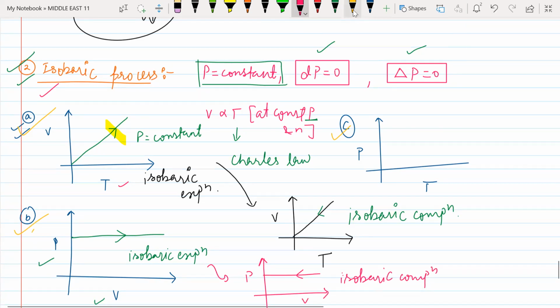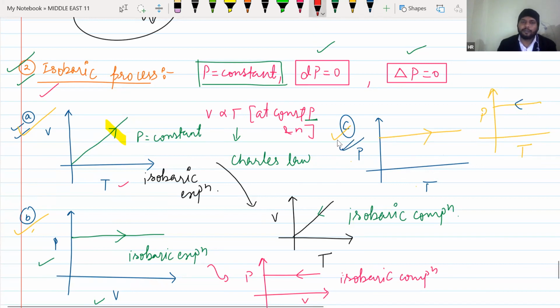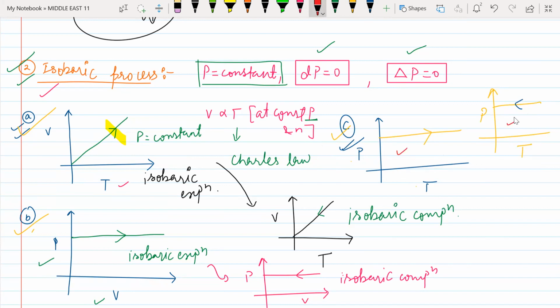And P versus T: pressure is constant, so it will be like this, and I am giving the direction to the right. Again a graph between P versus T, and I am giving the direction to the left. Now you can see pressure is constant, and here what can you say about expansion and compression? Is it expansion or compression? And what about this one, expansion or compression?